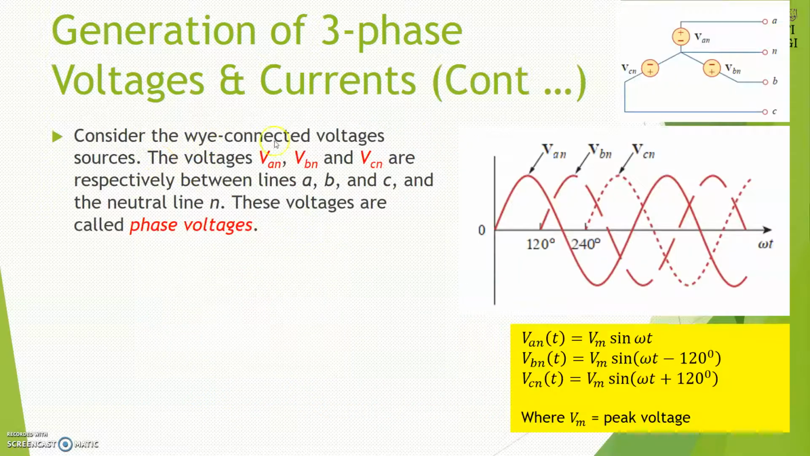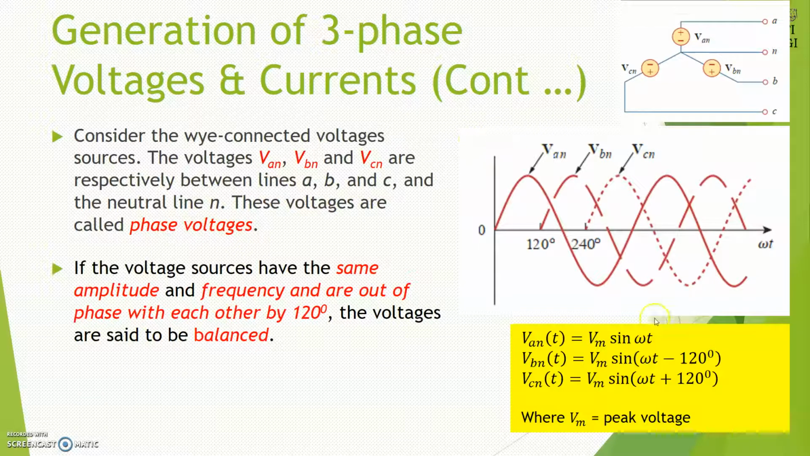Let's consider the Y-connected voltage source as per this diagram. Here you have VAN, VBN, and also VCN. VAN represents the voltage between line A and the neutral line, VBN represents the voltage from line B to the neutral line, and VCN represents the voltage across line C to the neutral line. VAN, VBN, and VCN we call phase voltages. If you refer to the diagram, the signals represent each of VAN, VBN, and VCN. Each of the signals has the same amplitude, and the signals are out of phase with each other by 120 degrees.